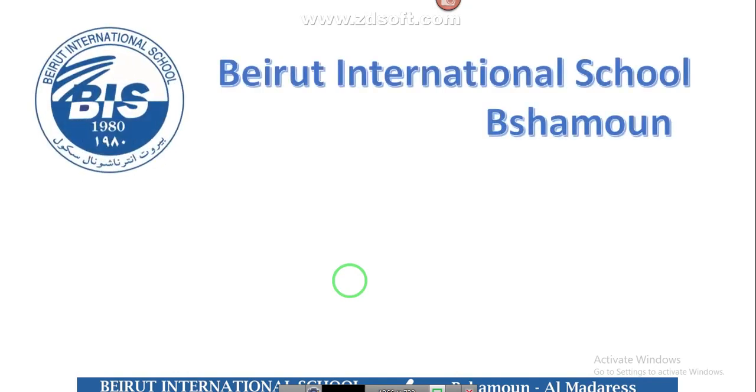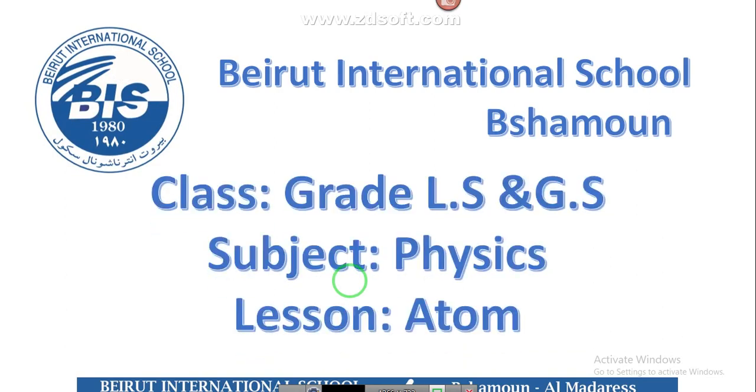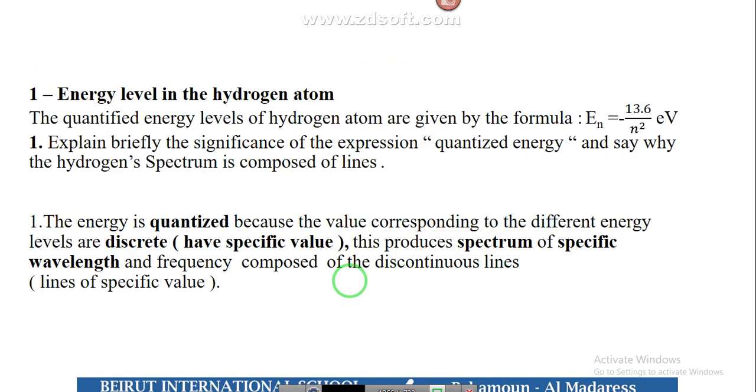Today we're going to solve the first question in the Excel sheet. We know that the quantified energy levels of the hydrogen atom are given by the formula En equal to minus 13.6 divided by n squared electron volt as stated in the lecture. In the first question, he wants us to explain briefly the significance of the expression quantized energy and say why the hydrogen spectrum is composed of lines.